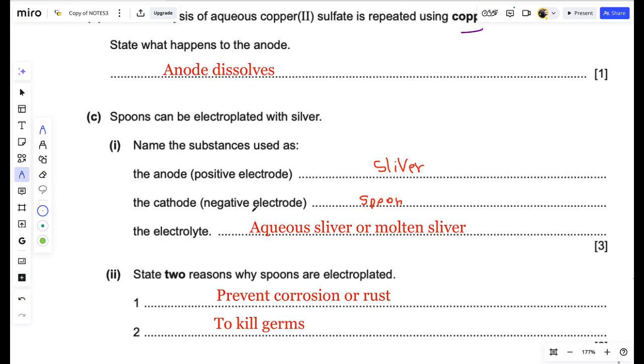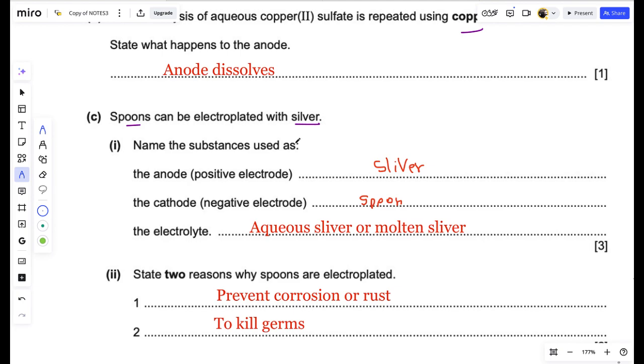Okay? Now it said name the substance used as the anode. What will you use as the anode? Positive electrode. You should use silver, because you want to use silver to electroplate the spoon. So put silver at the anode. Why? Because the anode will be dissolved.